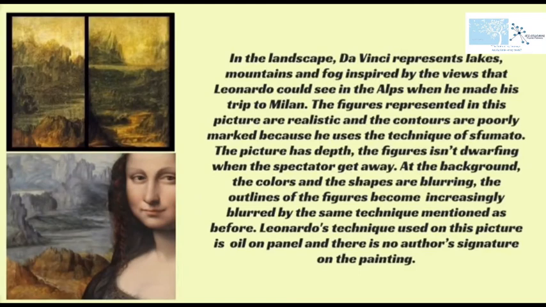In the landscape, Da Vinci represents lakes, mountains, and fog inspired by the views that Leonardo could see in the Alps when he made his trip to Milan. The figures represented in this picture are realistic and the contours are poorly marked because he used the technique of sfumato. The picture has depth.